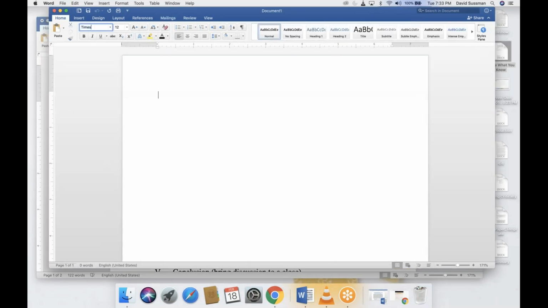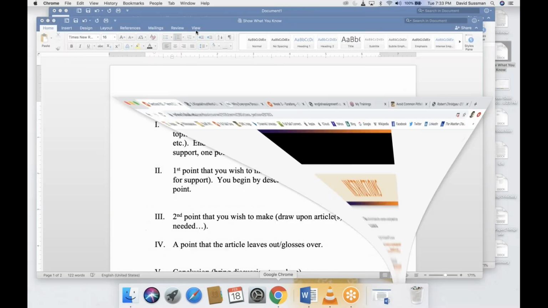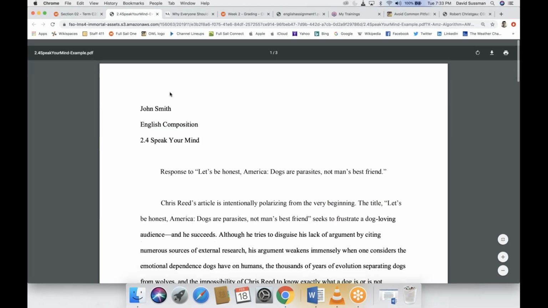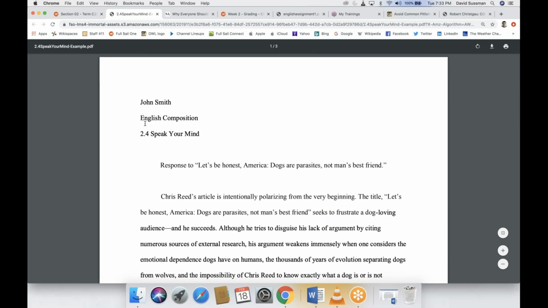So Times New Roman 12 points. It should be double spaced. And you put your name, and then what is it that we include at the top? What comes next? Name of the class and name of the assignment.